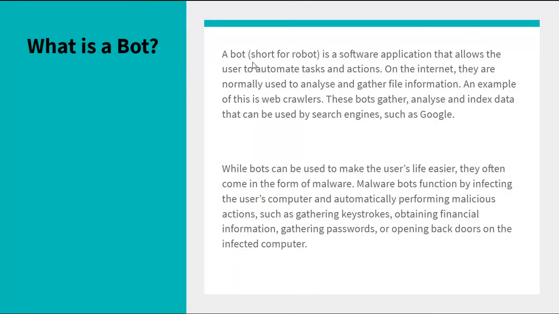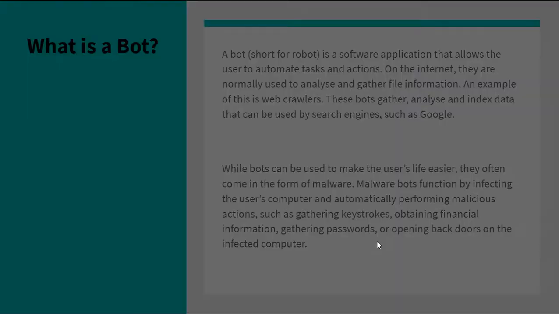What is a bot? A bot is short for robot. It's a software application that allows the user to automate tasks and actions. On the internet, they're normally used to analyze and gather file information. An example of this is web crawlers. These bots gather, analyze, and index data that can be used by search engines like Google. While bots can be used to make the user's life easier, they often come in the form of malware. Malware bots function by infecting the user's computer and automatically performing malicious actions, such as gathering keystrokes, obtaining financial information, gathering passwords, or opening backdoors on the infected computer.